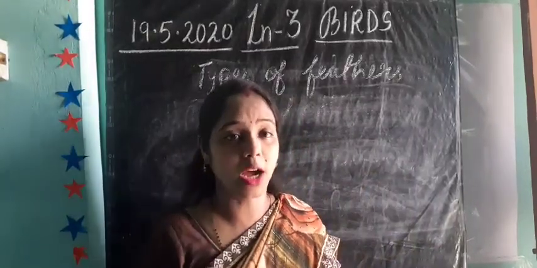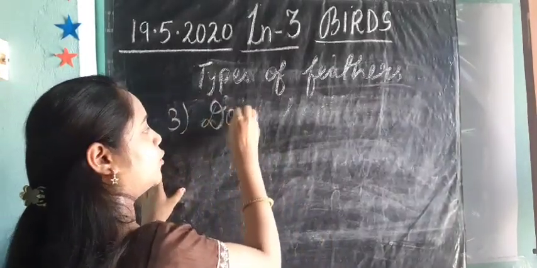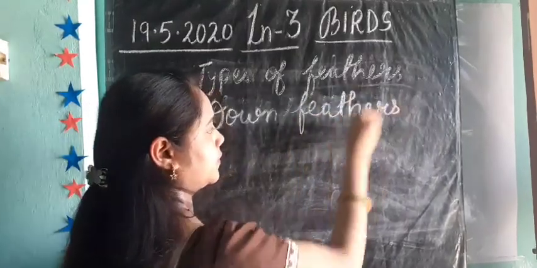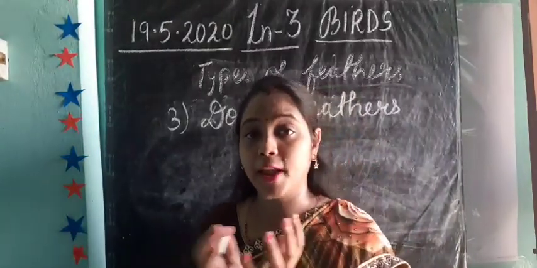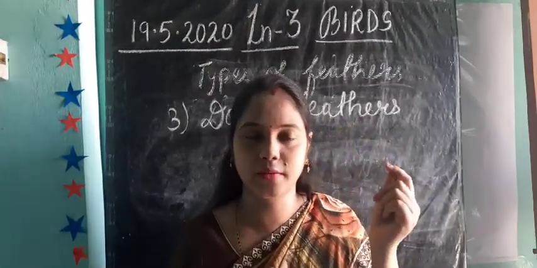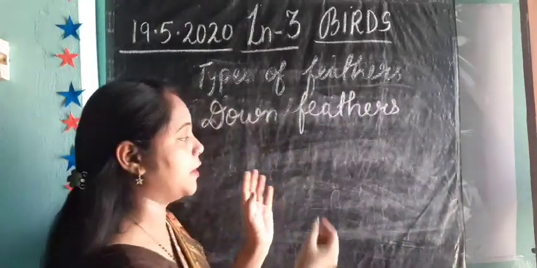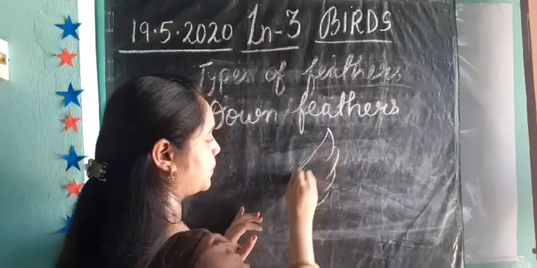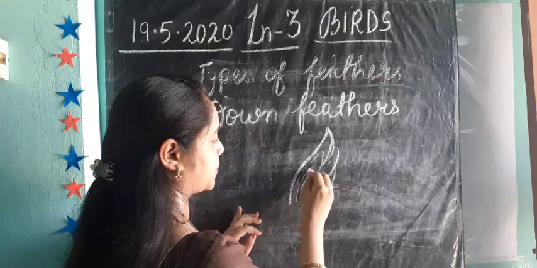Now it comes to the down. Down means niche. But we will see here what is the work of down feathers in the bird's body. Down feathers are small and fluffy. Fluffy means very small and very soft, okay? They are present under the flight feathers. Where is the flight feather present? Flight feathers are present on the wings. Big flight feathers are present.